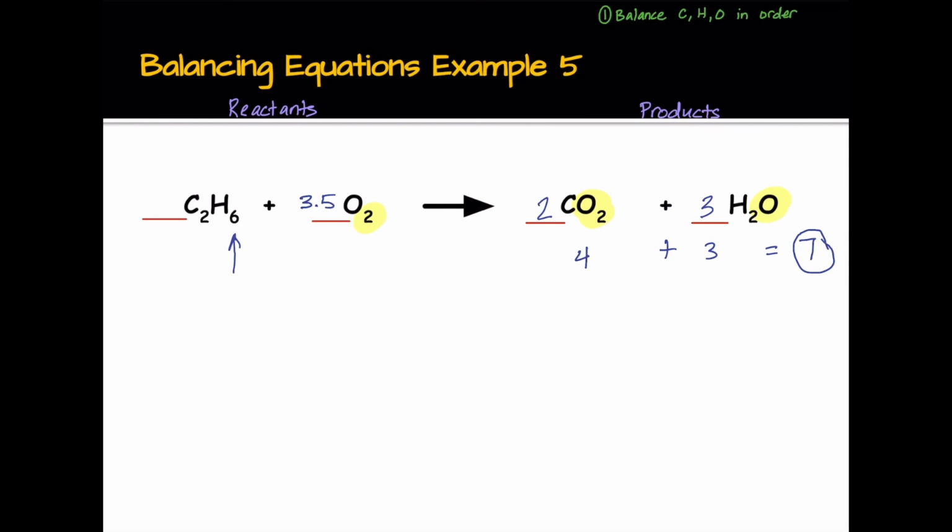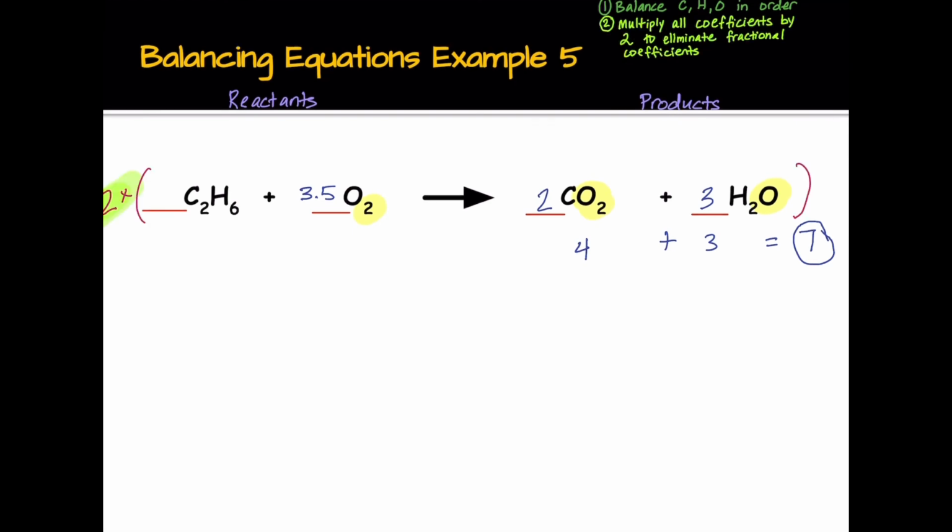Now, when balancing, we want to avoid having decimal places in our coefficients. So the easiest way to get rid of a fractional coefficient is to multiply it by the lowest whole number that will make that coefficient a whole number. So with 3.5, the easiest way to do that is to double all of the coefficients present in this equation. So we will simply multiply all of the coefficients by 2.